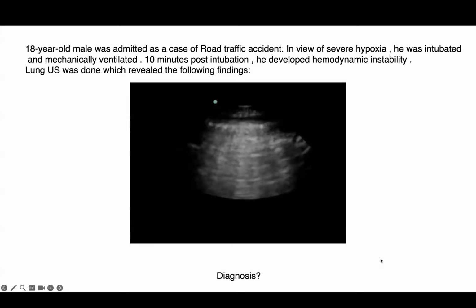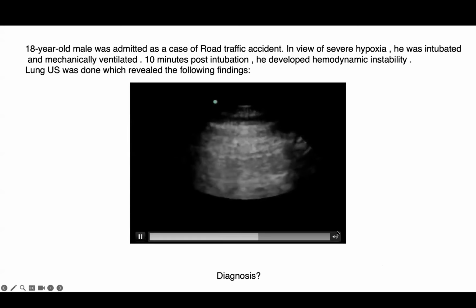So the diagnosis. Okay, so two people have said lung point. Say lung point. Okay, fine. Excellent. It's a pneumothorax. So superb.